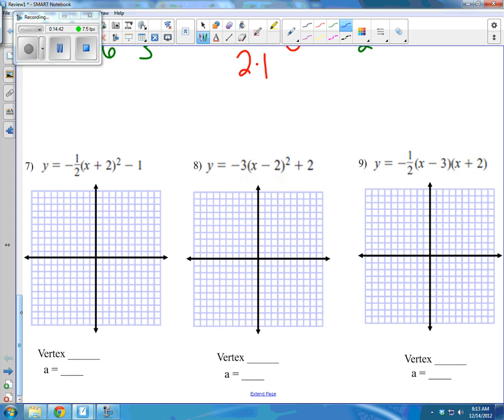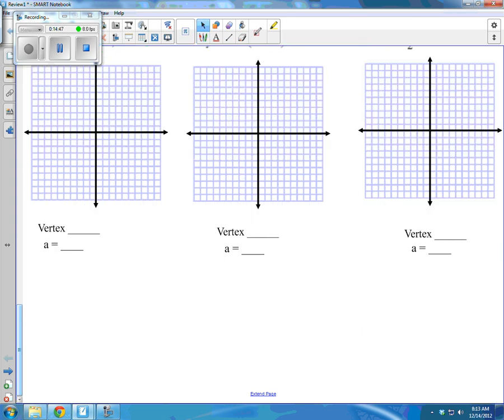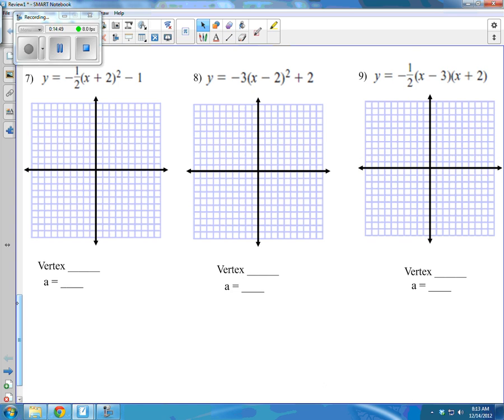Final row, we're starting out with a vertex form. Again, I'm going to quickly go through and just understand the shapes. So on number 7, A is -1/2. That gives me an upside down U. Number 8, -3, upside down U. And on 9, -1/2, so upside down U.